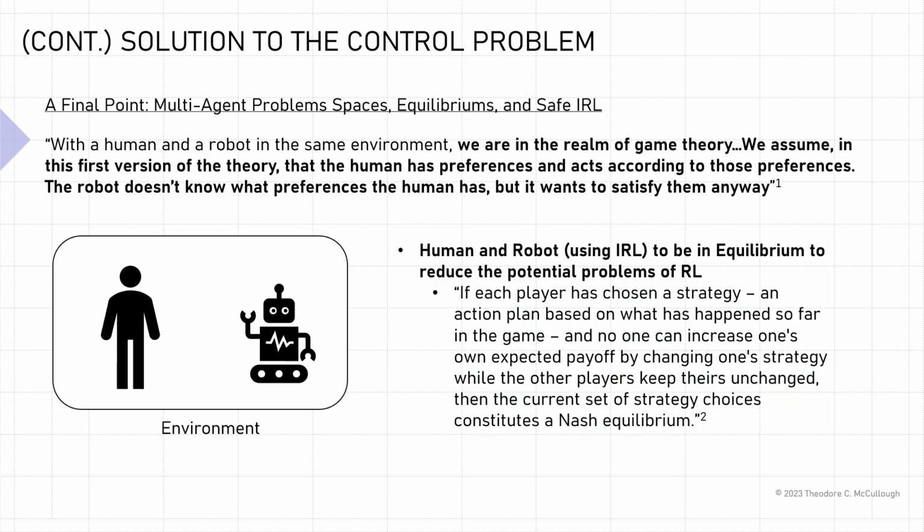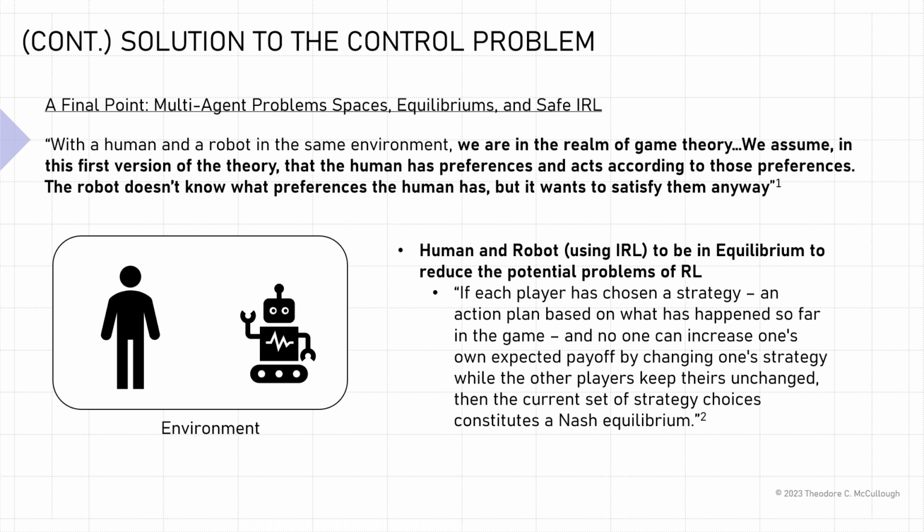A final point of Russell's is that we need to think about inverse reinforcement learning within the context of multi-agent problem spaces and equilibriums, and ultimately game theory. Well, what does he mean by this? Whereas MDP typically deals with a single agent in a single environment, Russell's point is that we need to think about how to optimize for multiple agents in a single environment. That's particularly the case where you have a human or an agent, and then also an IRL-based actor, such as a robot. And so as Russell states, we are in the realm of game theory.